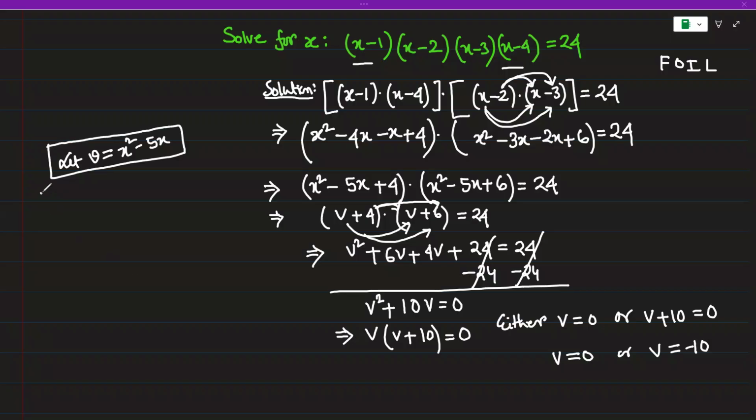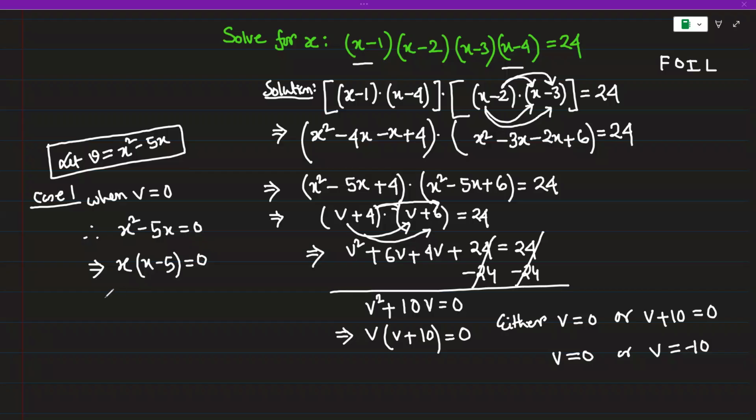So case 1, when v equals 0, that means x squared minus 5x equals 0. So if you take common x, we can write x(x − 5) = 0. So that means either x equals 0 or x equals 5. So you got two solutions here, 0 and 5.